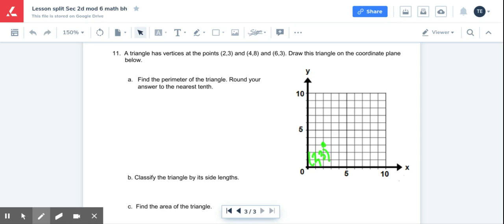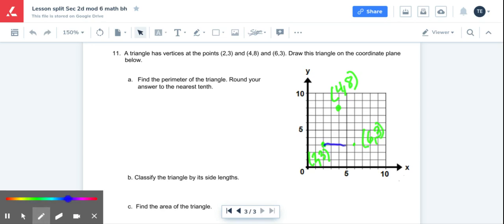3, 4, 5, 6, 7, 8. And give it a label. 4, 8. And I'm going to put the point 6, 3. And give it a label. Okay, and then I remember that perimeter means distance around the shape.